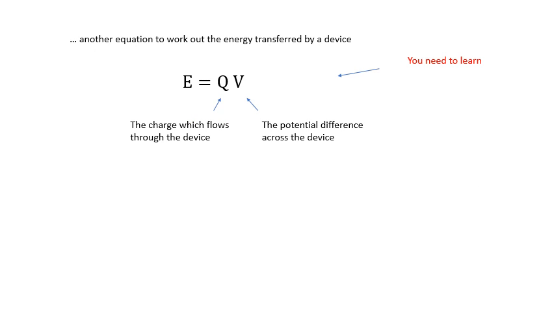Here's another equation that you need to know, which you need to learn, and it's energy transferred is Q times V. Q is the charge which flows through the device, and V is the voltage across the device. You might remember in the video about voltage, voltage is joules per coulomb. It's the amount of energy which each coulomb has, and this is the same equation, just rearranged. So energy transferred is QV, E equals QV.